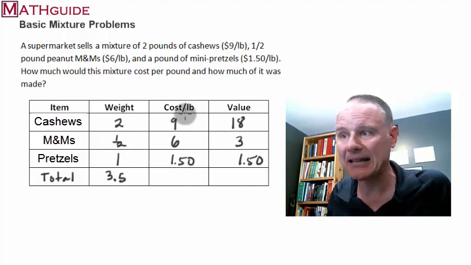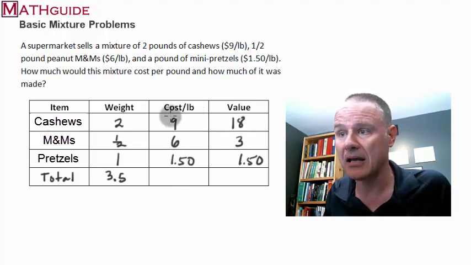See, I can't add this up because this is a different mixture. See how it's a ratio? It's a ratio of value to weight. So you can't add these. It just doesn't make any sense to add these. But I can add the value.